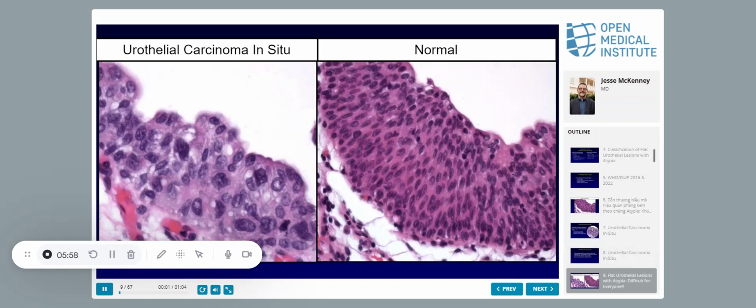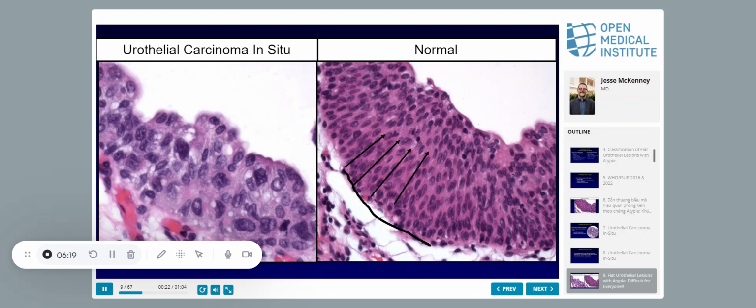So again, on the left, this is carcinoma in situ, and on the right is the picture of normal. Remember the orientation. This is what the WHO calls disorder, okay? So this is order, where the cells stream perpendicular to the basement membrane. This is the lumen, and the lamina propria is down here.